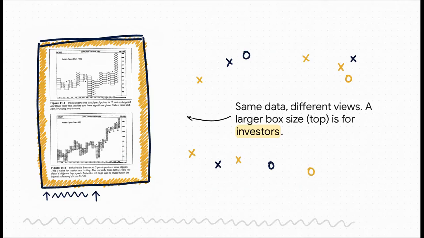And this is where you can really see the magic. It's so flexible. On the left, we've got a bigger 10-point box size. That gives you a long-term view with fewer but more significant signals, perfect for an investor. But on the right, a smaller 3-point box size is way more sensitive. It's capturing all those short-term swings, which is much better for a day trader. It's the exact same data, just seen through two totally different lenses.